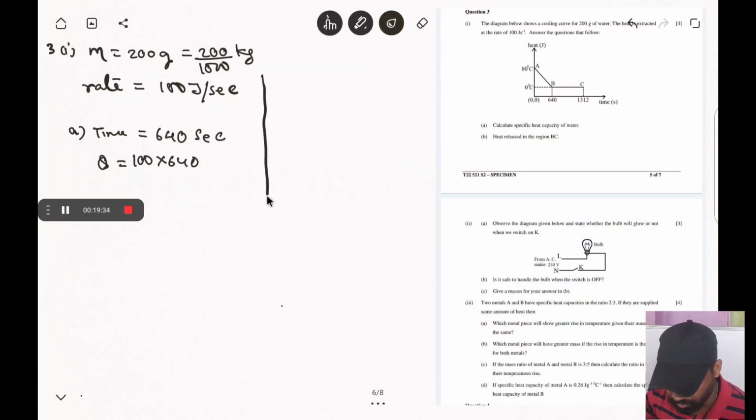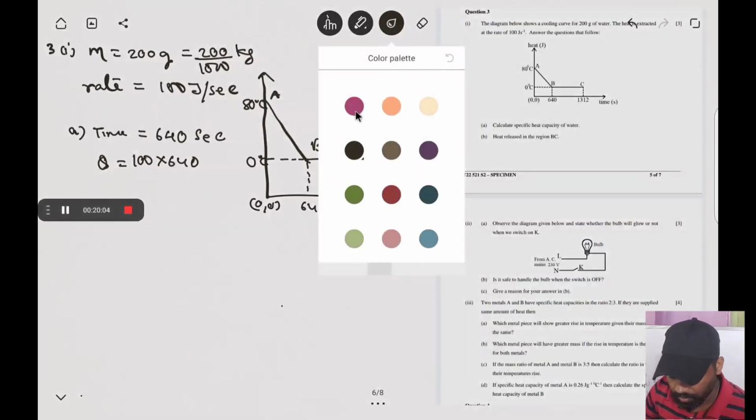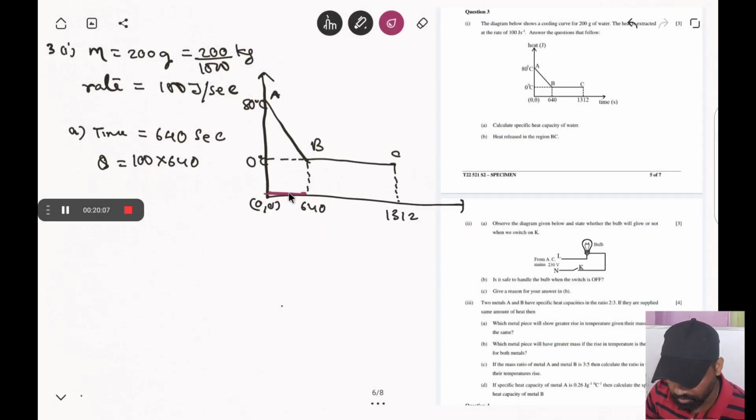Be careful. Let me draw the diagram. It will be clear. I'm talking about which portion I'm telling you. Look carefully. This is your A. I'm talking about the portion AB. This is C. This is 0, 0. This is 640. This is 1312. This is 0 degree centigrade, and this is 80 degree centigrade. I'm talking about this portion, AB, this region. So time is this. Change in temperature, that is del T, is 80 degree.